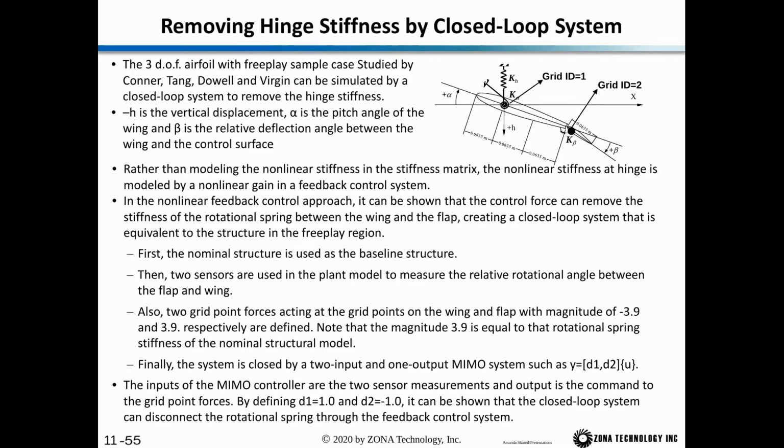Now note that the magnitude 3.9 is equal to the rotational spring stiffness of the nominal structure model. And then finally, the system is closed by a 2-input, 1-output MIMO system, y equals d times u. The inputs of the MIMO controller are the two sensor measurements, and the output is the command to the grid point forces. Now by defining d1 as 1 and d2 as minus 1, it can be shown that the closed loop system can disconnect the rotational spring through the feedback control system.